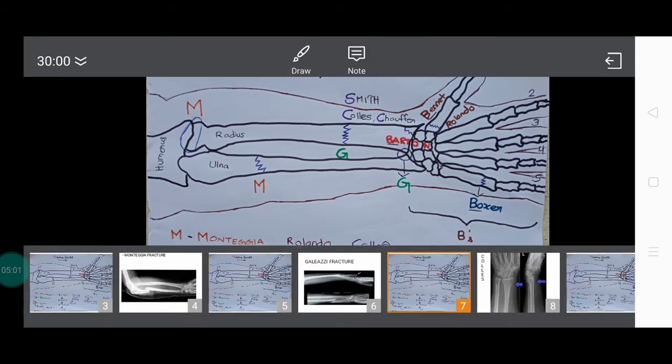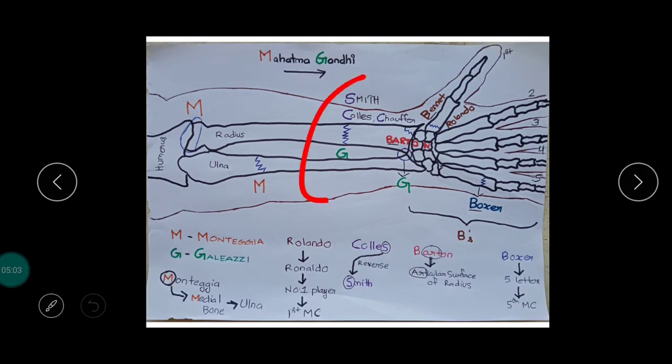That is why I have written all of them in the same line. Okay, all these fractures are in the same location, that is, the distal third of the radius. So how can you remember that? How are these fractures in the same location?